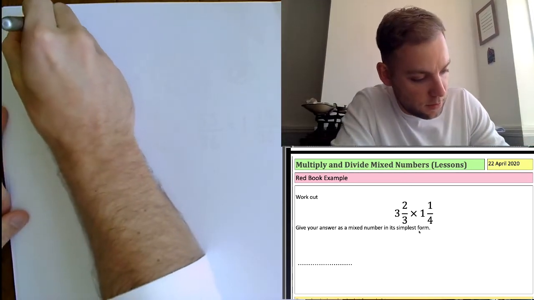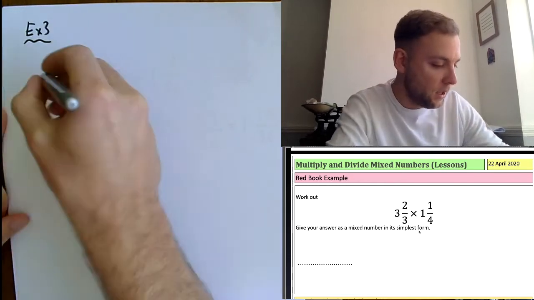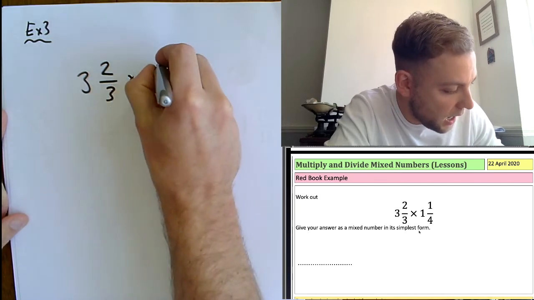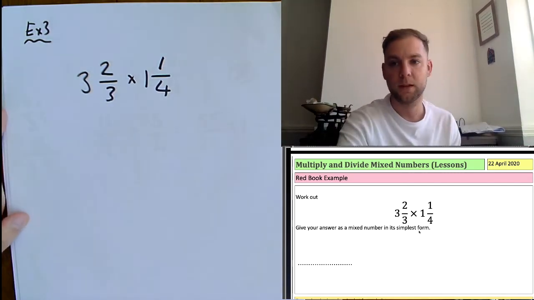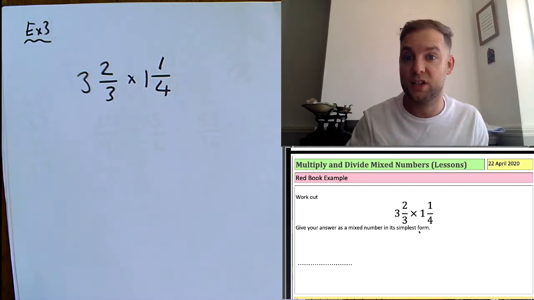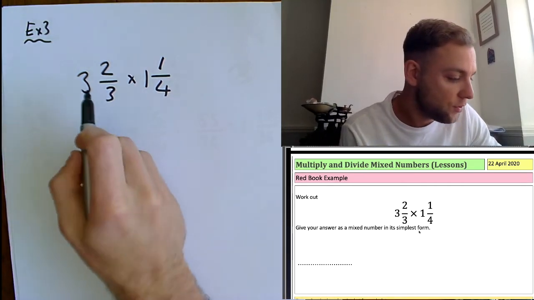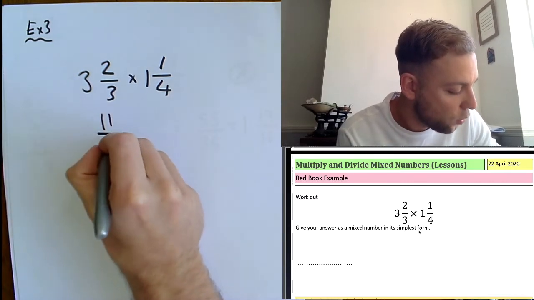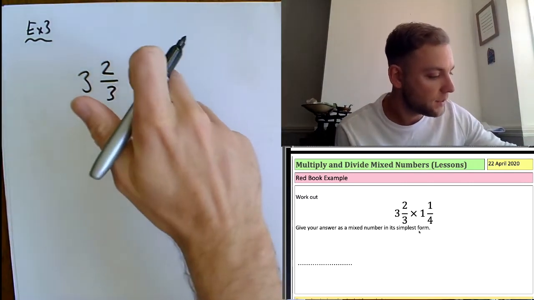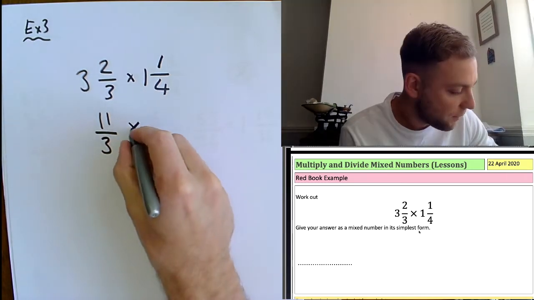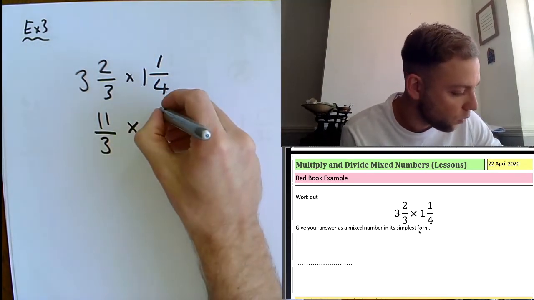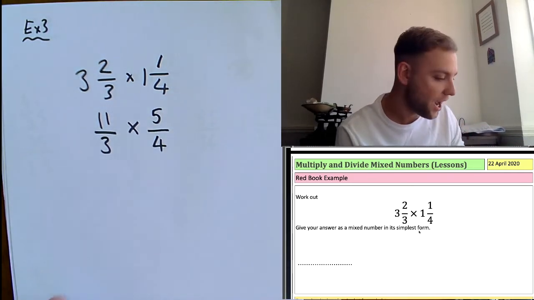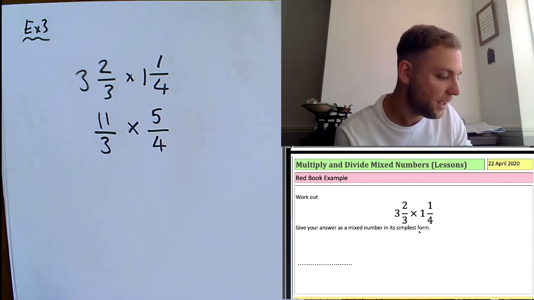I'm going to get it down and have a go at it. So 3 and 2 over 3 times by 1 and 1 over 4. So the first thing we need to do is change this to an improper fraction. So 2 times by 3 plus 2, well 2 times by 3 is 9, plus the 2 is 11 over 3. 1 times by 4 plus 1, so 1 times by 4 is equal to 4, plus the 1 is 5 over 4. So we check whether anything cancels, so nothing here cancels across.